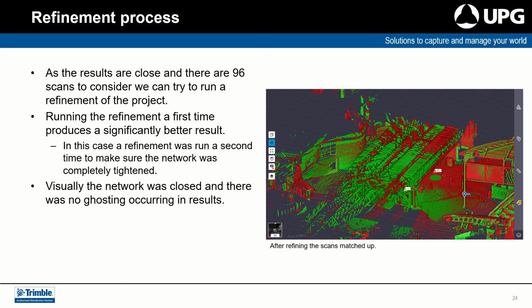When looking at scan data that is properly refined, you can see here the green and the red, there's a large amount of overlap between the two, and this is generally an indication that the two scans have matched up.